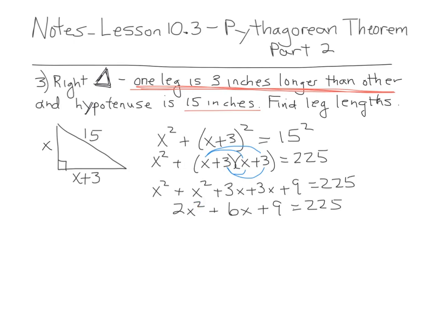To solve a quadratic, you put everything on one side, set it equal to 0. So let's move this 225 by subtracting it from the 9. 2x squared plus 6x minus 216 equals 0. And now we factor, but wait. I can divide everything, including the 0, by 2. So I'm going to divide everything by 2.